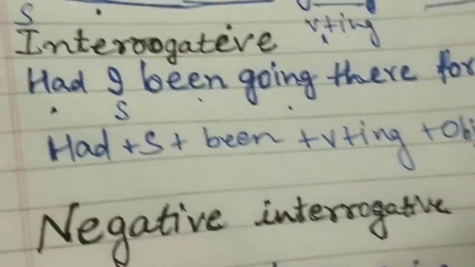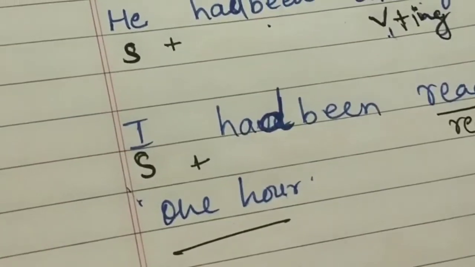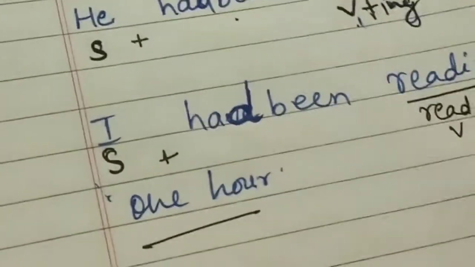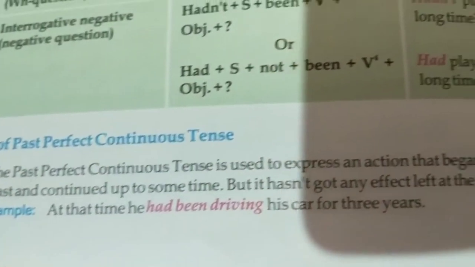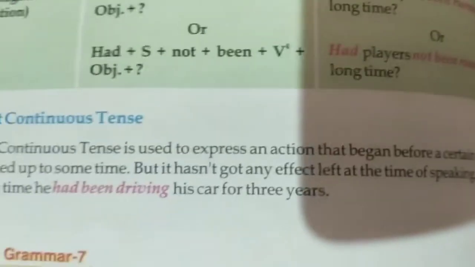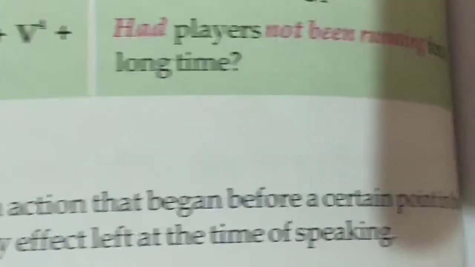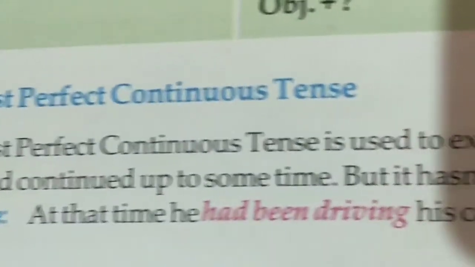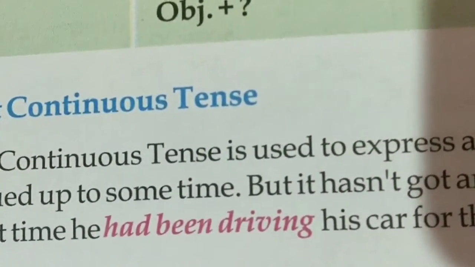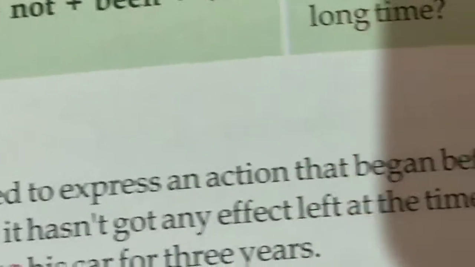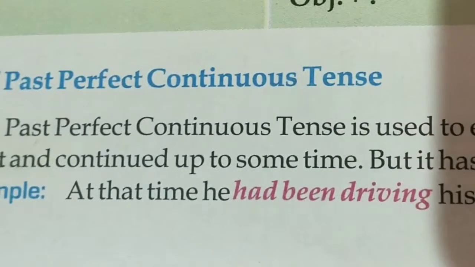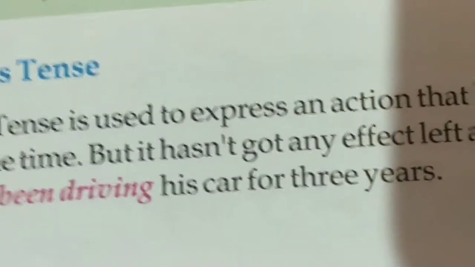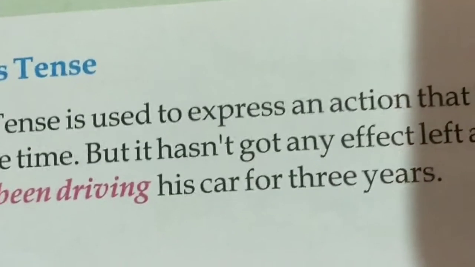Now we'll see the uses of the past perfect continuous tense. The past perfect continuous tense is used to express an action that began before a certain point in the past and continued up to some time. But it hasn't got any effect on the present. Like, at the time he had been driving his car for 3 years.